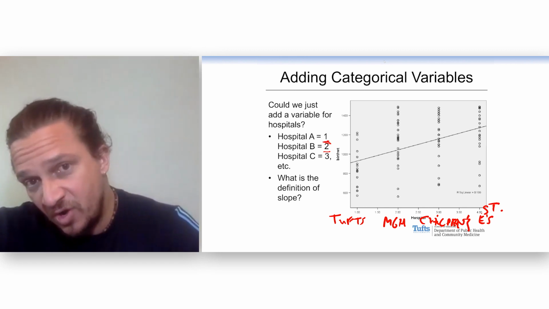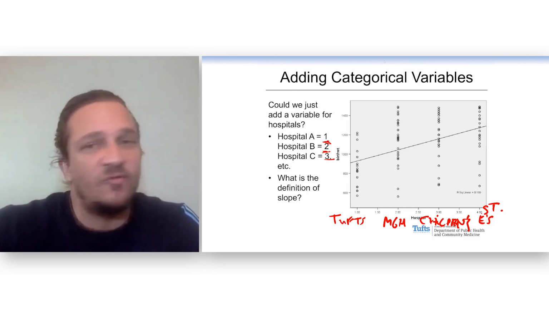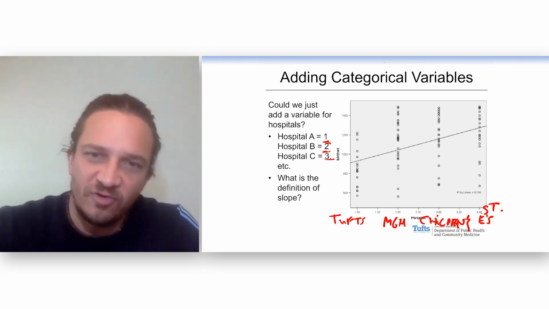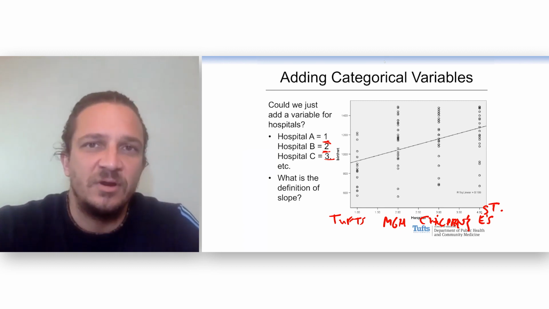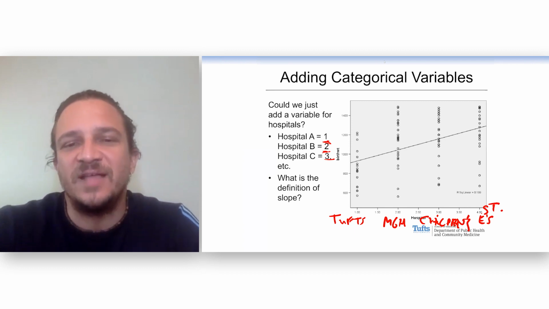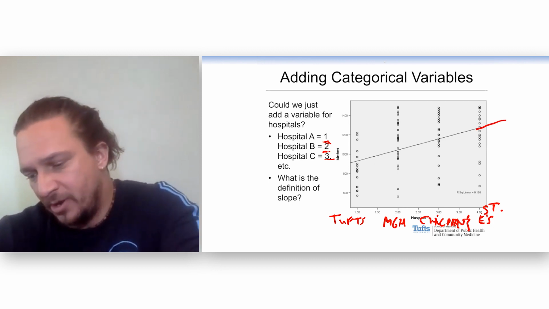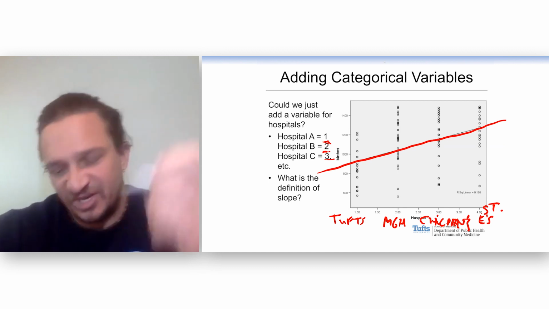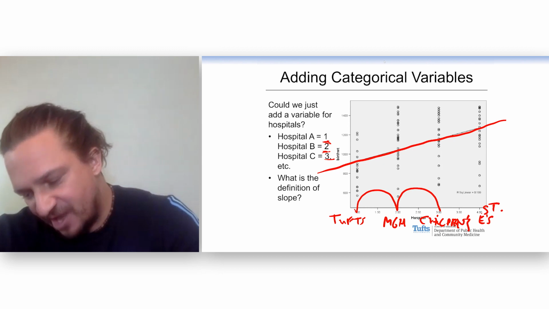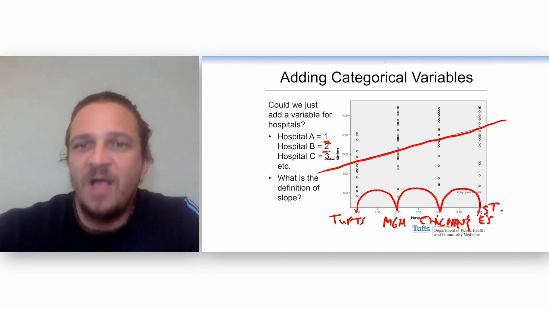Now, if these are coded numerically, you might be tempted just to throw the numbers into the regression model, right? And you might be tempted to run a regression and tell Stata, hey, fit a regression model of this variable. Now, the great thing about Stata is it'll do anything that you tell it to do. And the most dangerous thing about Stata is it'll do anything that you tell it to do. Stata is more than happy to fit a linear model to this 1, 2, 3, 4 that we have here. And the definition of the slope would be for every 1 unit increase in hospital, how much does birth weight change? But there's a couple problems with this.